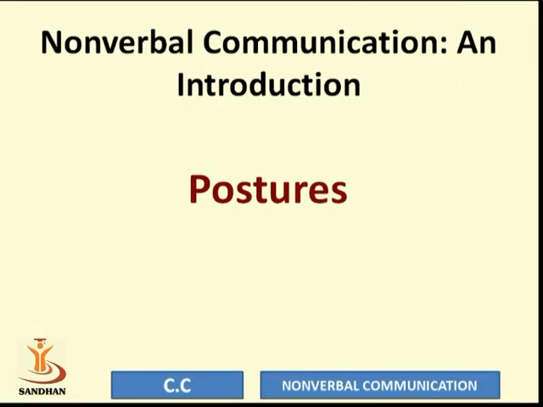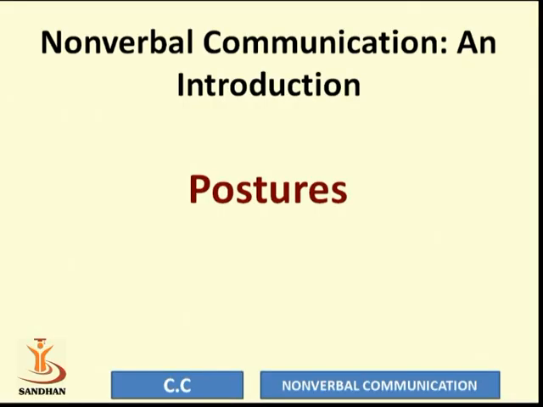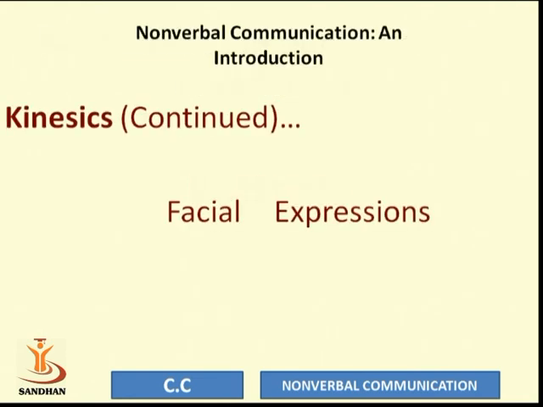Now, postures are primarily the ways in which we stand, the ways in which we sit. Drooping shoulders, like this, when you are sitting like this, denote that you are reluctant to speak, reluctant to listen to people. So that should not happen, especially when you are being judged by someone who is looking at you. Suppose there is an interview. We cannot sit in that manner. So we need to understand that postures are also very important in non-verbal communication.